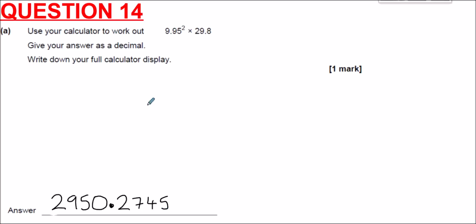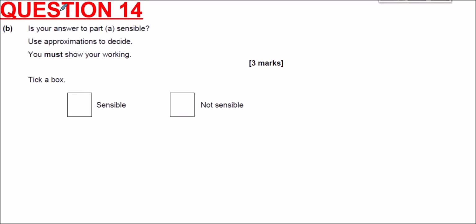Now for part B, we're asked, is the answer sensible? Use approximations to decide. You must show your working. But just think about this for a second. You've been given a calculation to perform with a calculator. There's no strings attached. It's not a calculation you've had to come up with yourself.